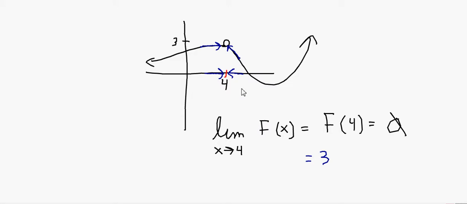And that's really not a problem. It's just what is the function getting close to as x gets close to 4. It doesn't matter what happens when x gets to 4. It matters what happens as x gets super close to 4, but not when it equals it.